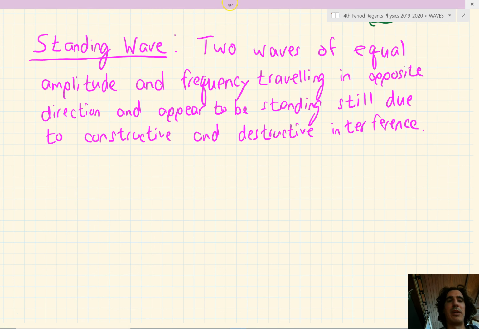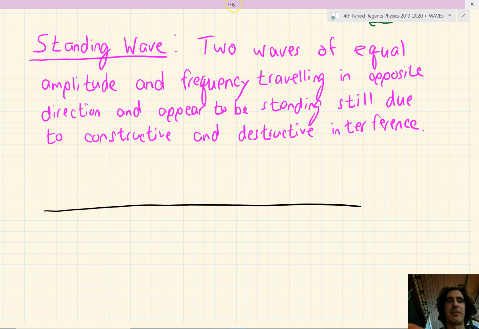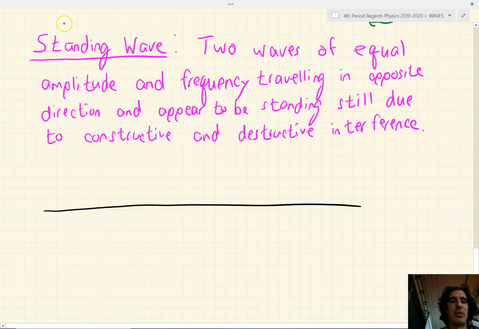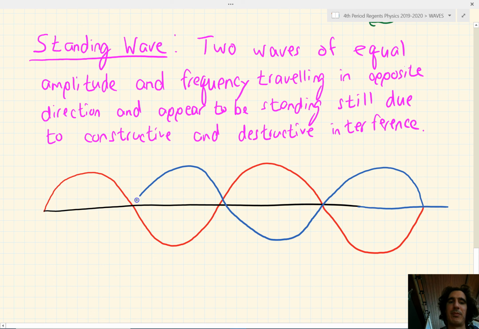So let's draw a standing wave, or as best as I can at least. So I'll draw one wave going to the right. We'll try and keep the frequency the same in amplitude. And then that's going to bounce off a wall and reverse its amplitude and start going to the left. And as we could see, there's going to be periods of constructive and destructive interference.